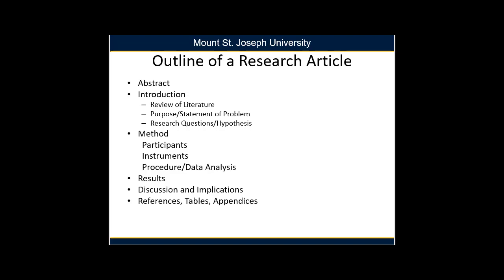Next is the methods section. In the methods section, you'll find information about the participants in the study, the instruments that were used, the procedure, and the data analysis that was done. The next section is the results. This is where you learn what the results were for this study. And then finally, the discussion. In the discussion, they talk about the findings and what they mean in terms of implications in the field. The very end is references, tables, and they may have included appendices.